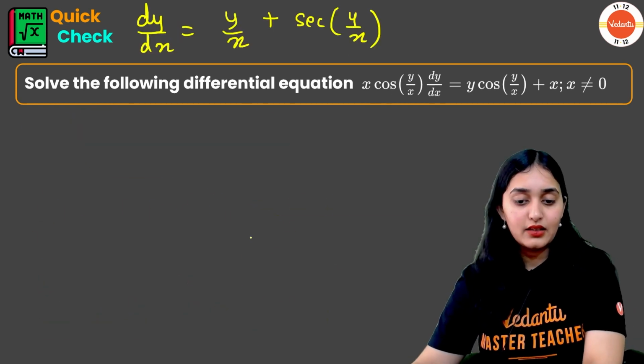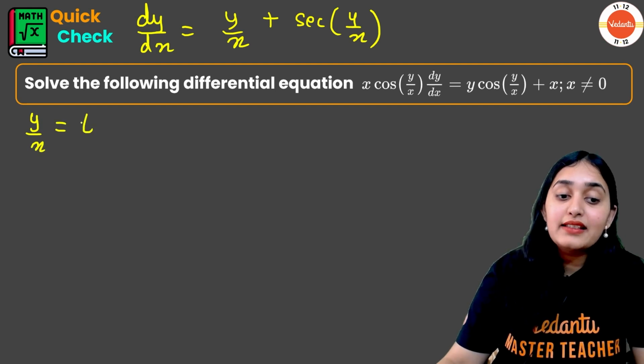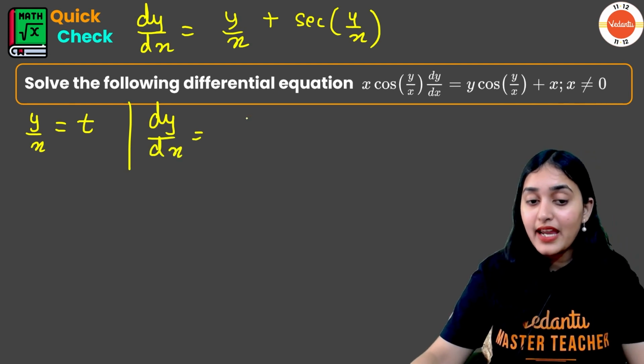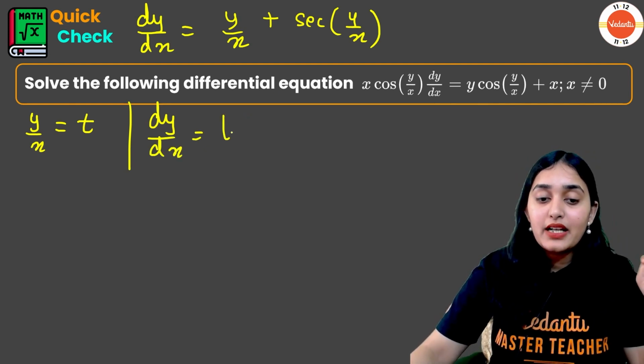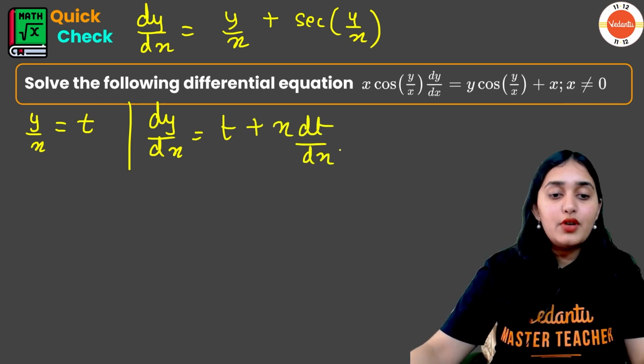Now let me just put y by x as t. So if I put y by x as t, dy by dx becomes what? Remember, we have solved it. Dy by dx becomes t plus x dt by dx. Put it over there.